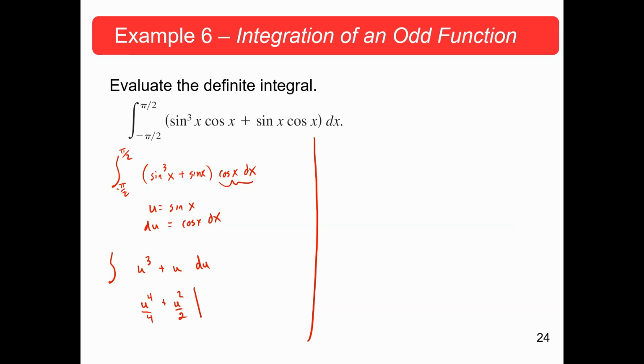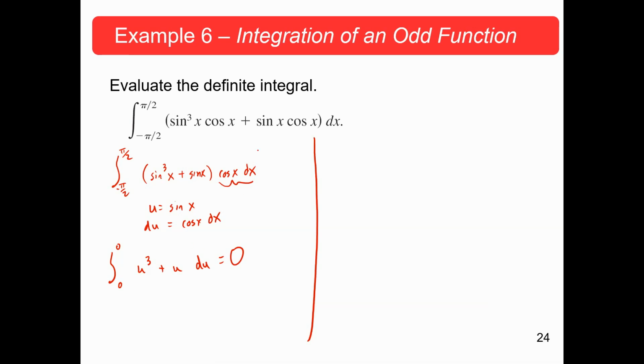So sine of negative pi over 2 is what? 0. Sine of pi over 2 is what? 0. I don't even have to do this anymore because I know right away that anything evaluated from 0 to 0 or any number to itself is automatically 0. Right? Remember, if the top limit and the bottom limit are the same, it just goes to 0.